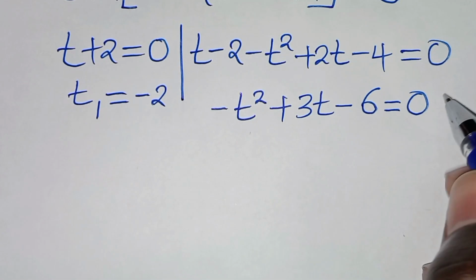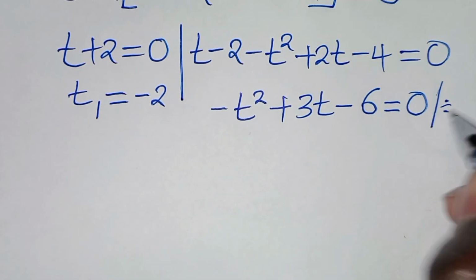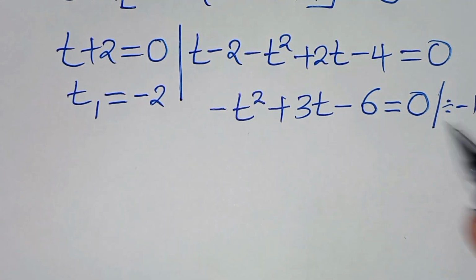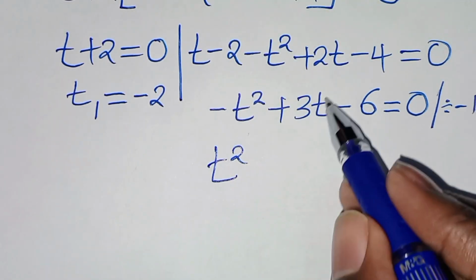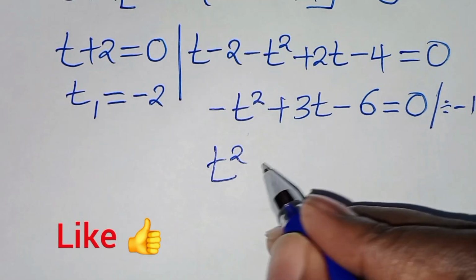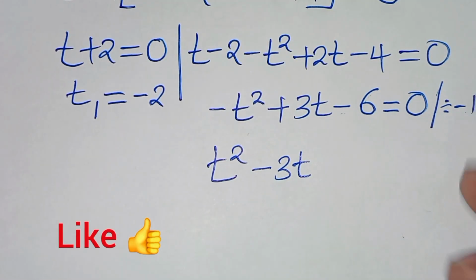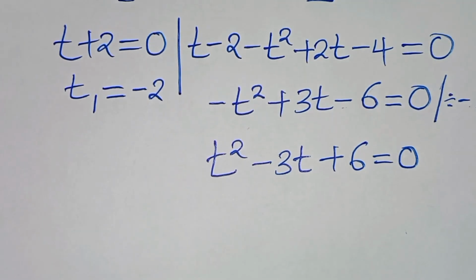Now, the second step here is to divide both sides by minus 1. So minus t squared divided by minus 1, this is t squared. Then plus 3t divided by minus 1, this is minus 3t. Then minus 6 divided by minus 1, this is plus 6. This is equal to 0.